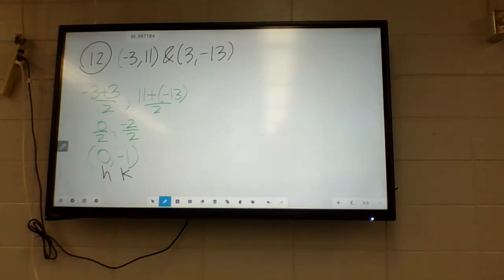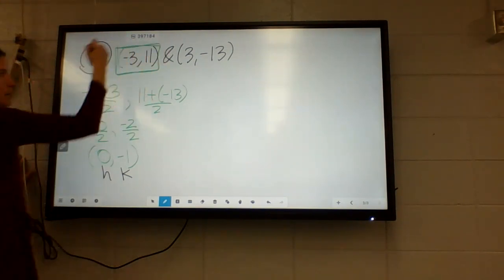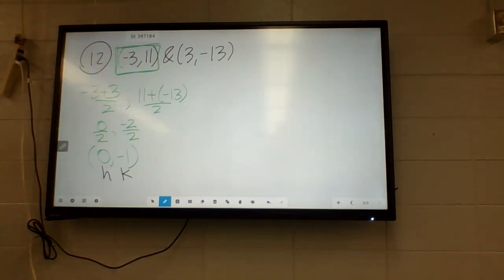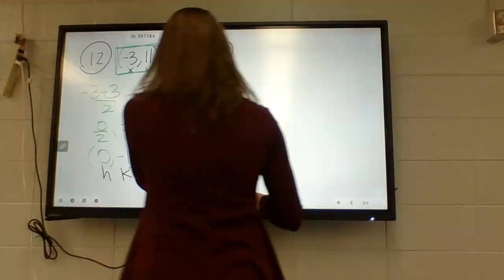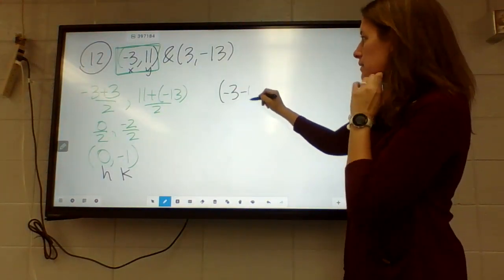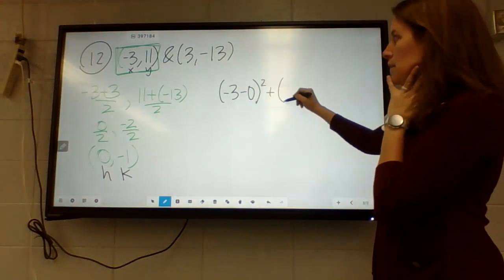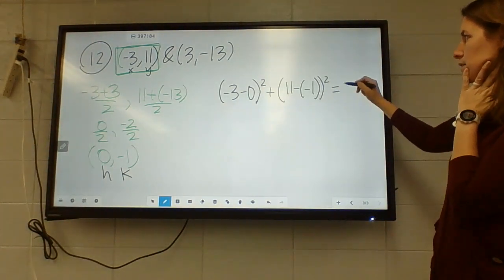And then Paige, which point did you pick? Okay, so she used this one, and it shouldn't matter which one you use. I just wanted them to be able to find their mistake if they made one. So that's our x and y. We're going to use that to find our r. Negative 3 minus 0 squared, 11 minus a negative 1 squared.